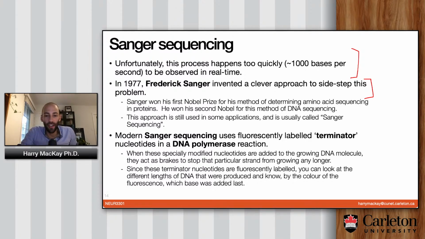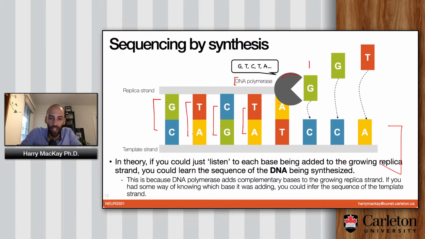This is an approach that he invented, and it's kind of old-fashioned now. You wouldn't tend to use it a whole lot, but the basic logic of it is still at the heart of next-gen sequencing. This method is called Sanger sequencing quite often, in honor of our old friend Frederick Sanger. So the modern way of doing this uses these things called terminator nucleotides. The basic idea is that they're chemically modified nucleotides that, when they're added to the growing template strand, stop the operation in its tracks.